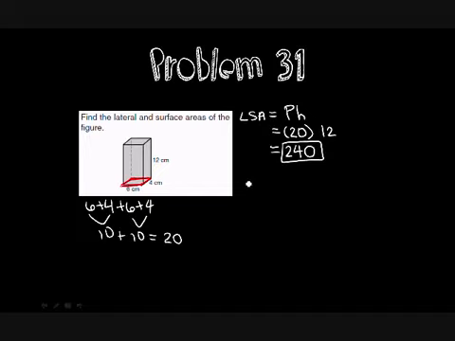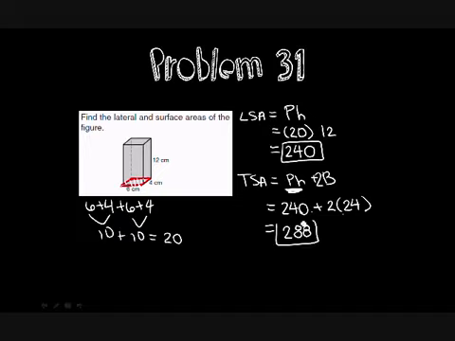Okay, and then for the total surface area, we already have the PH. That's what we just figured out. Oops, plus 2B, sorry. And remember, the capital B stands for area of the base. And so the area of the base is going to be 6 times 4, which is 24. And we would multiply that by 2. So if we put that all in, we get a total of 288, and that's our total surface area.